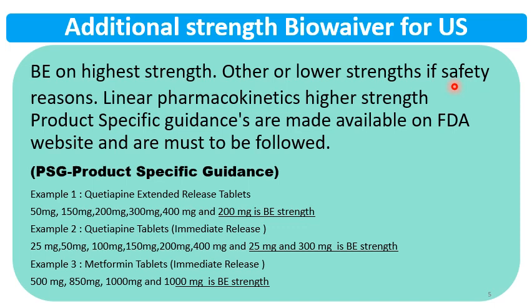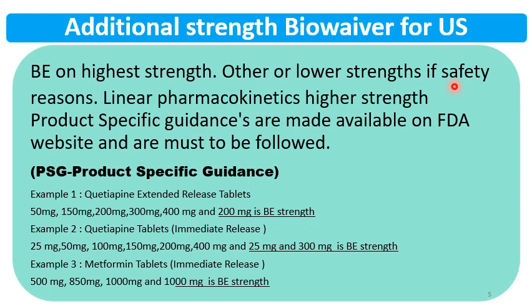Then if linear pharmacokinetics are there, then higher strengths are considered. Then product specific guidances are made available on the FDA website and must be followed. If you do not follow the PSG, that is product specific guidance, then you may get RTR. Examples I have given here are for quetiapine tablet and metformin tablets.